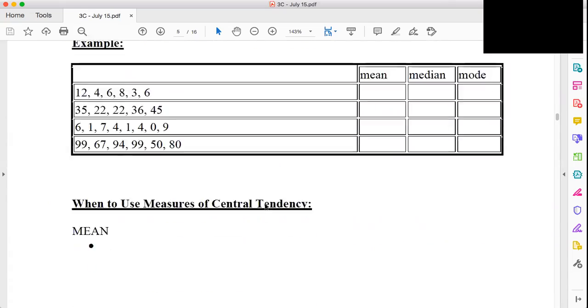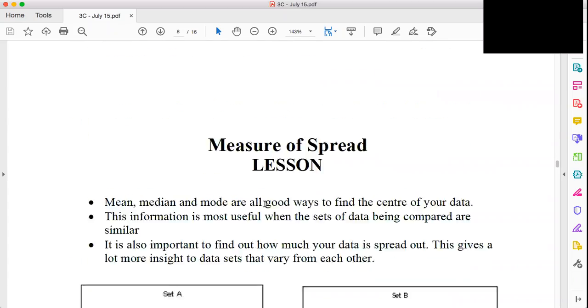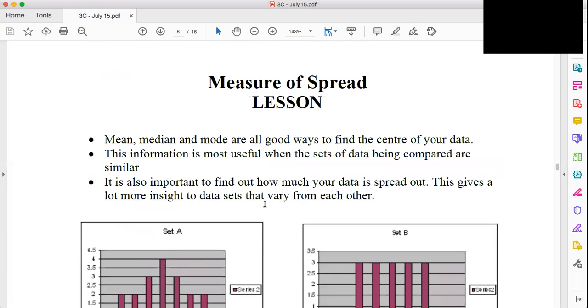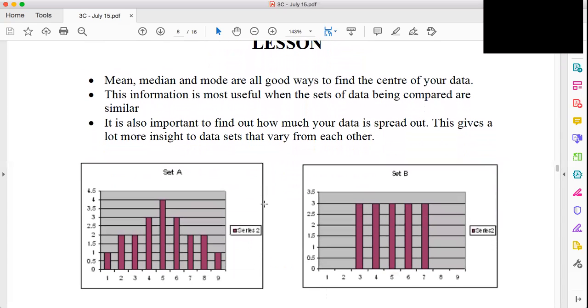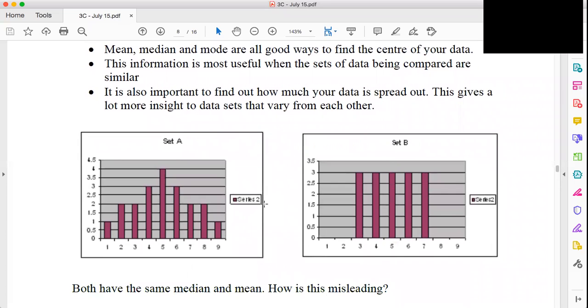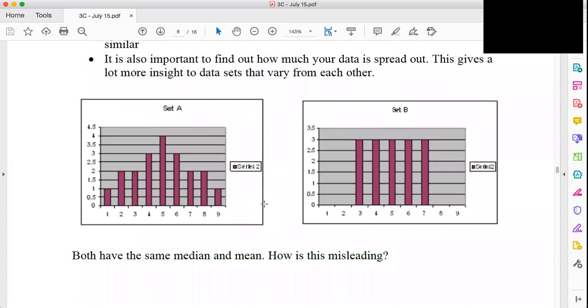Okay, we're off on to the second lesson for today and the last one. So we have measure of spread. The mean, median, and mode are all good ways to find the center of your data. This information is most used when the sets of data being compared are similar. It is also important to find out how much your data is spread out. This gives us more insight on the data that you're looking at.